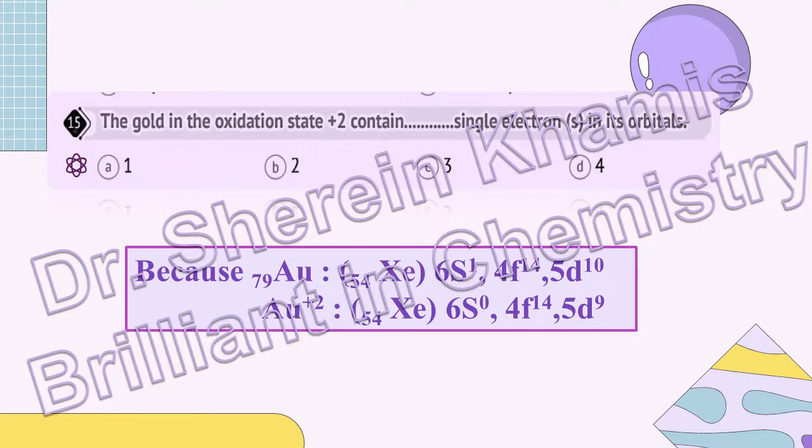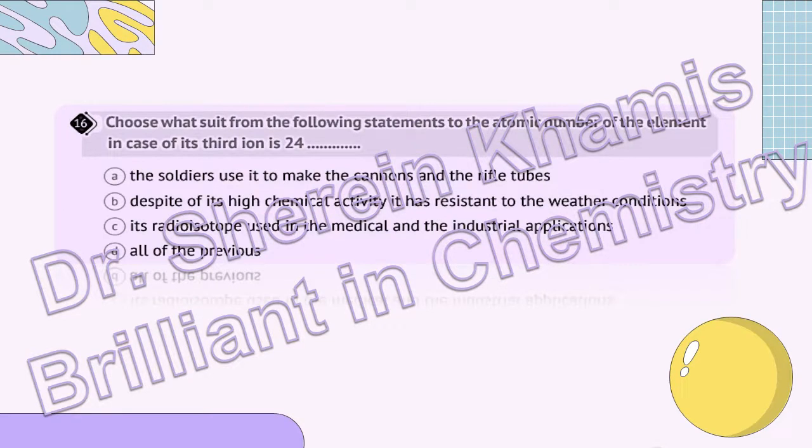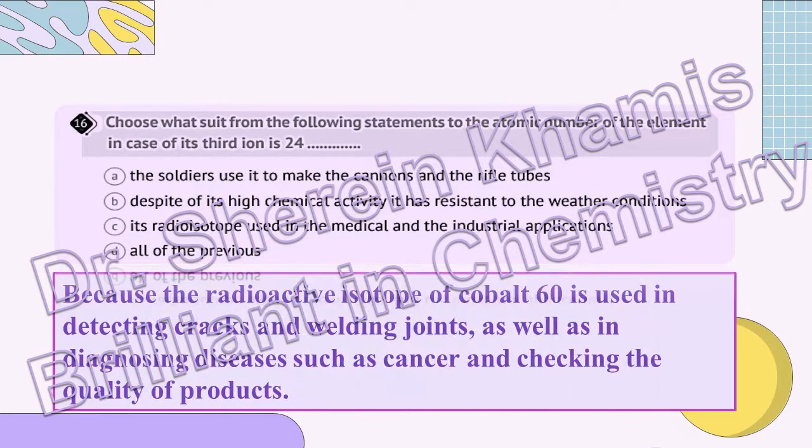Okay, let's go into question 16. Question 16 says: choose what suits from the following statements, the atomic number of the element in case of its third ion is 24. If we discuss this question, we have the ion here of an active element. If we discuss the answer, we have one element that is radioactive or very active. It will be cobalt 60.